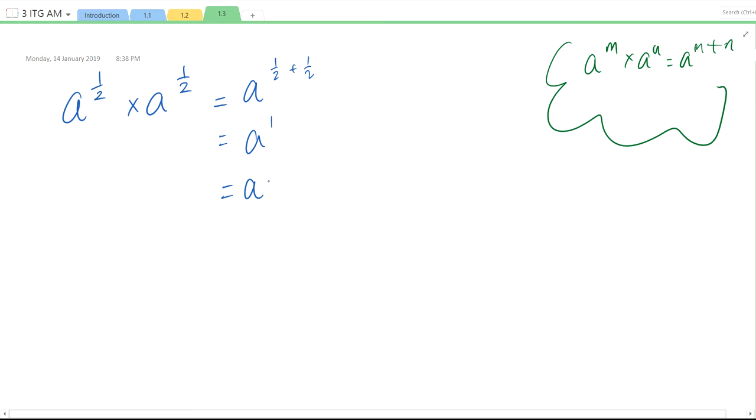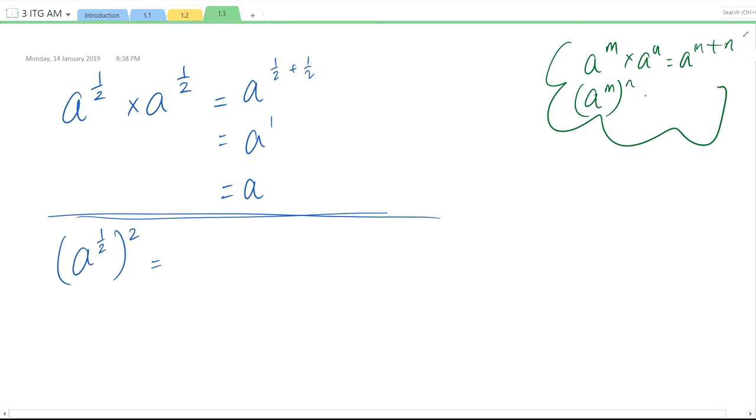Then we also know that a to the power of half, to the power of 2. Again, our laws of indices, a to the power m to the power n is a to the power mn. So this gives us a to the power of half times 2, which is a to the power of 1, which is simply a. All these mean the same thing.